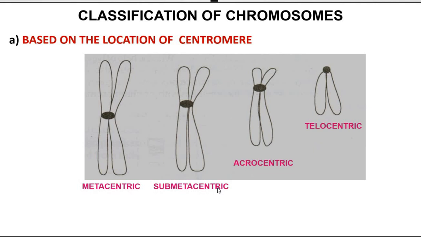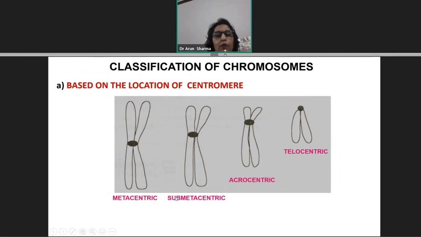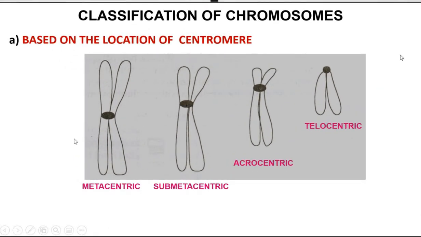Right, now what is the classification of chromosomes? Based on where the centromeres are present, we classify the chromosomes as metacentric, subcentric, acrocentric, and telocentric. Now, what are they? In this one, the centromere is lying in the central position, so the arms are of equal length. Those chromosomes are known as metacentric.